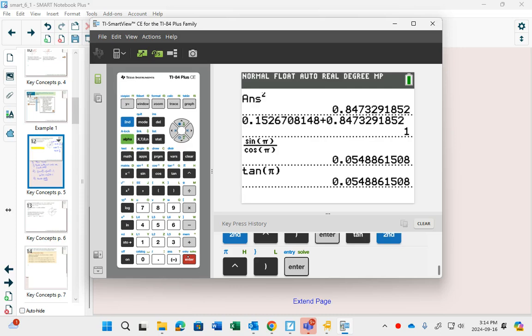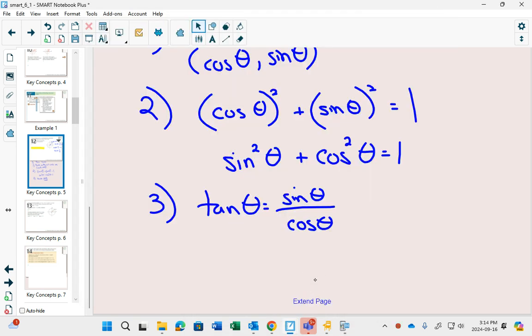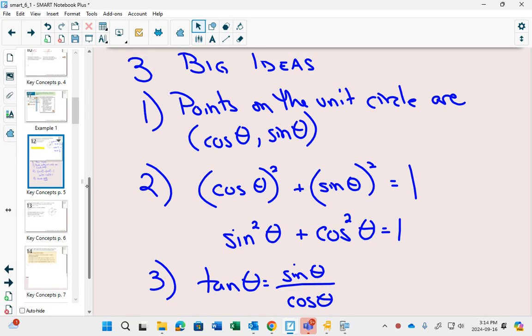So from this simple idea of taking a circle, drawing a triangle in it with a reference angle, we get these 3 big ideas. Points on the unit circle are cos theta comma sine theta. We can then say the first major trig identity that sine squared theta plus cos squared theta is always equal to 1. And that tan of theta is always sine of theta over cos of theta.